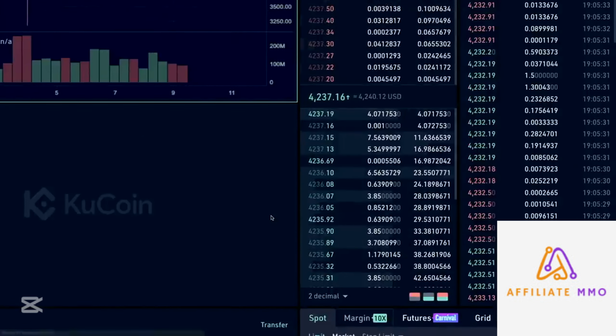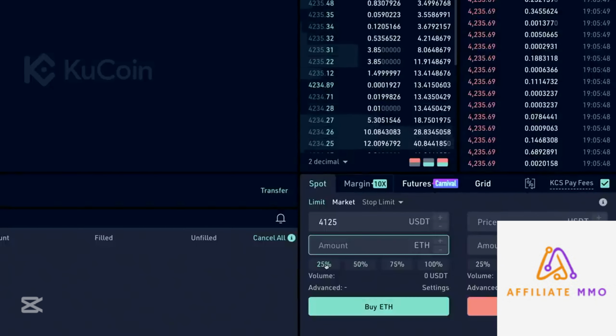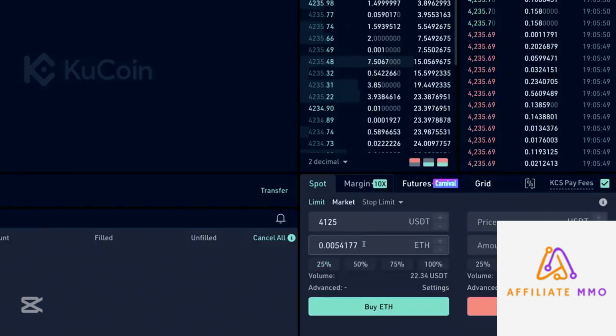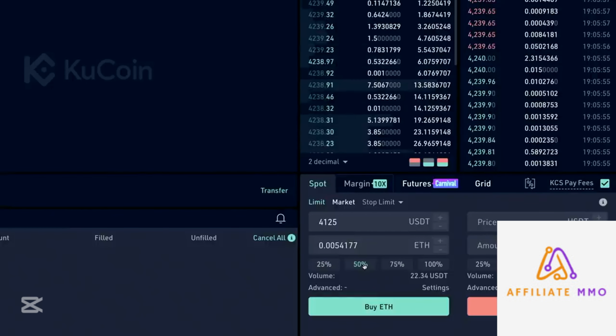So I'm going to click on Ethereum again, 4125, and then how much Ethereum do you want to buy at this price? Well, what you can do is actually choose 25, 50% of the USDT that you have. So let's choose 25%, and you can see it automatically populates how much Ethereum that you want to bid for. Put 50 in, it just doubles it, obviously, and then 75%, for example.